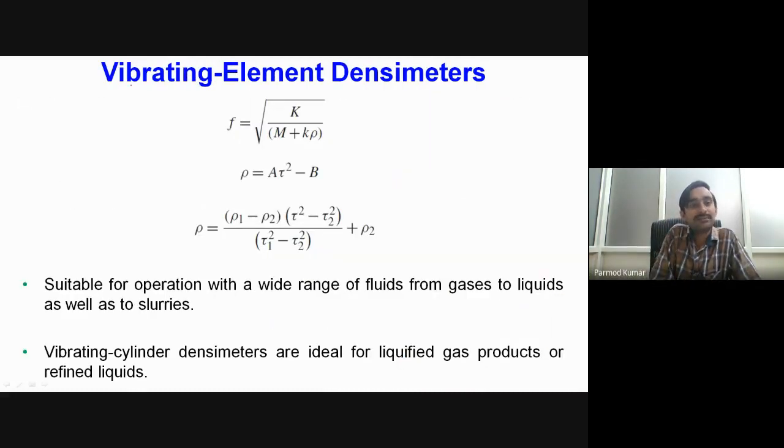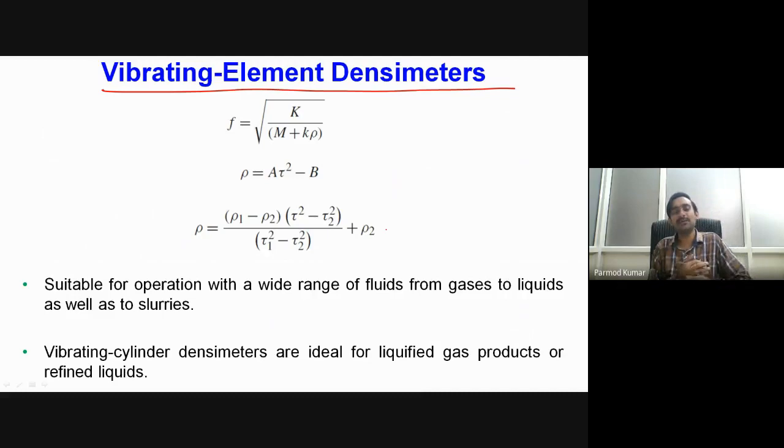The next type of device we are having is the vibrating element density meter. In the case of vibrating element density meters, the fundamental principle is that we subject our device to some vibrations. If inside that device we also include the fluid, or whatever test liquid for which we want to measure the density, then the behavior or properties of the liquid will change the natural frequency of our solid device. Let me just give a simple example.